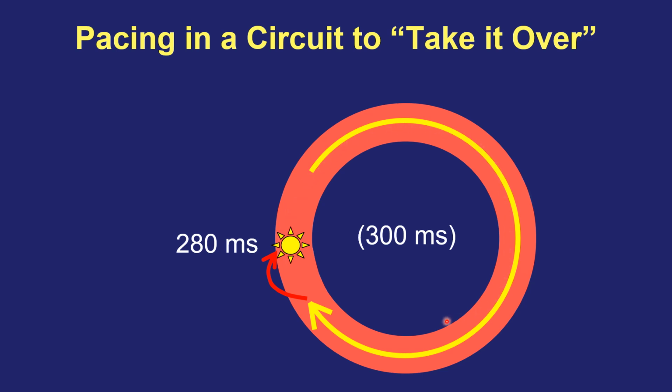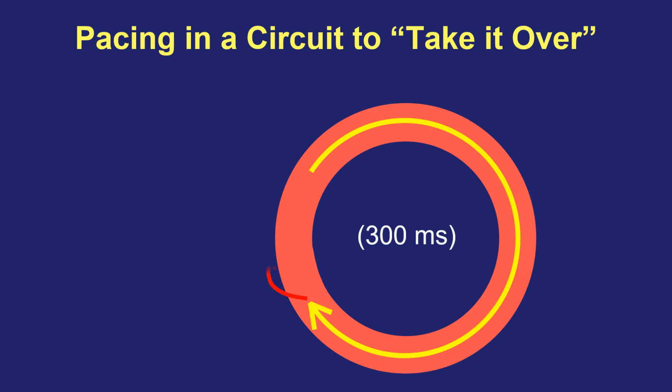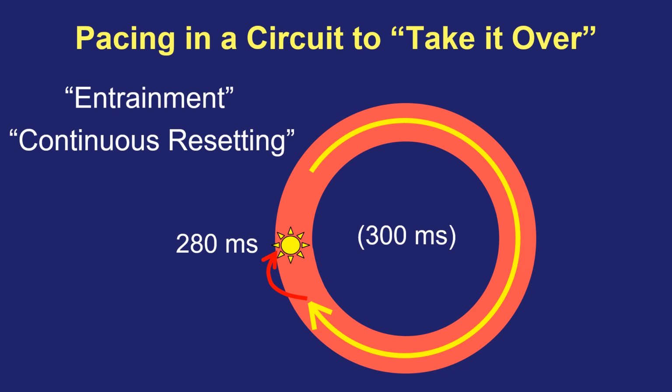It would have taken 300 milliseconds to get back to my site, but we're going to pace a little faster and capture tissue, and that basically skips this last 20 milliseconds and sends a new wavefront traveling forward each time we pace. This concept of pacing over and over again, capturing the myocardium and sending a new wavefront around the same circuit is known, of course, as entrainment or continuous resetting.